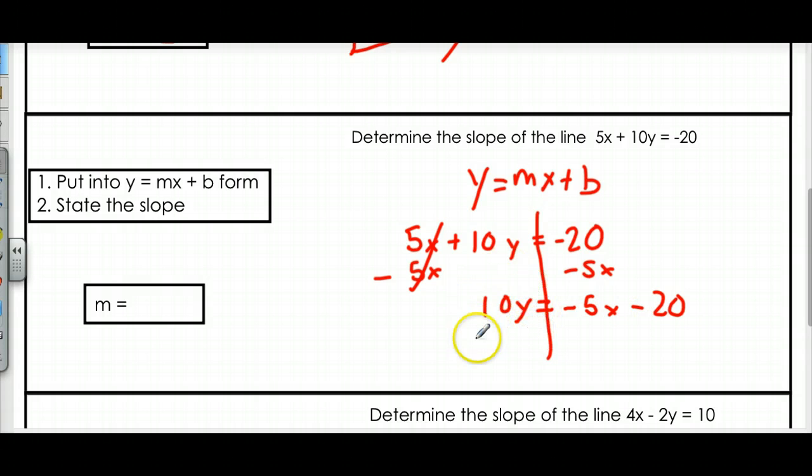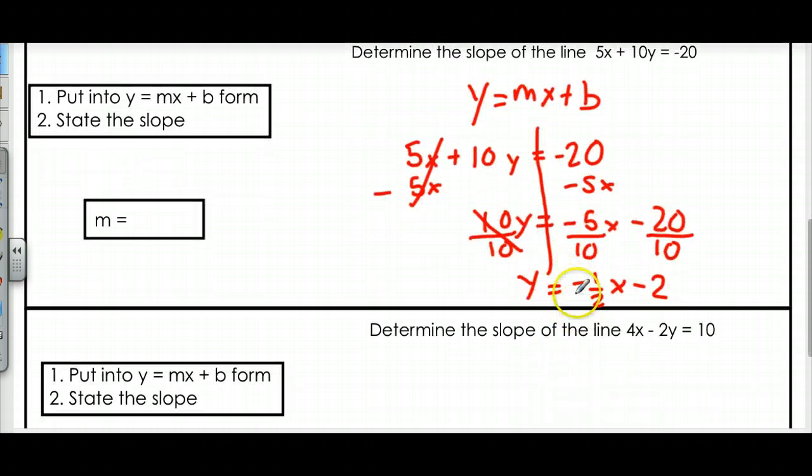Now I have to get y by itself, so I have to divide everything by 10. So I'm dividing every single thing by 10. Divide by 10, divide by 10. These 10s cancel, and I get y equals negative 5/10, which I'm going to put in the calculator to check what it is, and that gives me negative 1/2. All right, so don't forget to put this in the calculator. Then minus 2. Now the slope is just what's in front of x, so I got negative 1/2 in front of x here, so my slope of this line is negative 1/2.